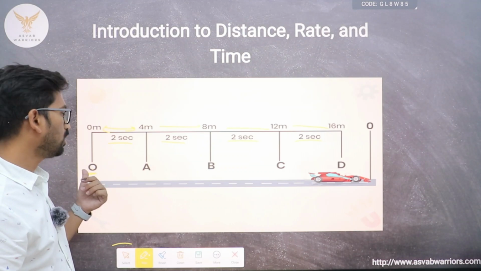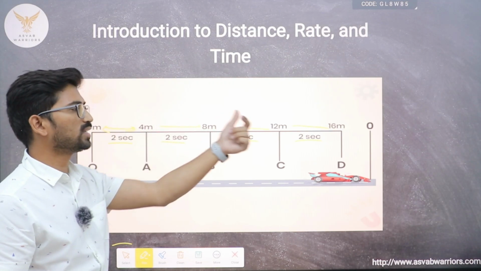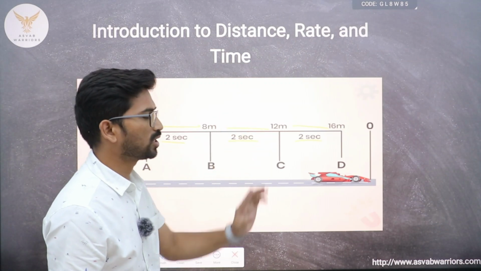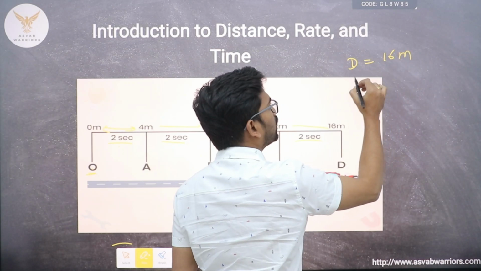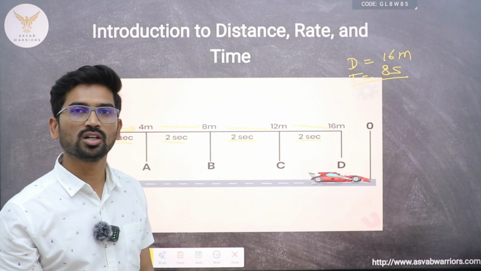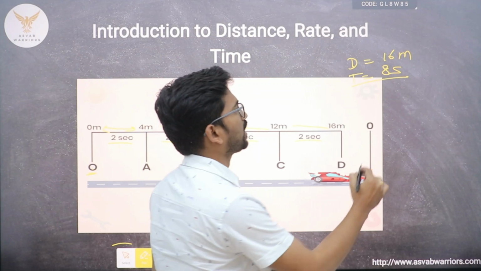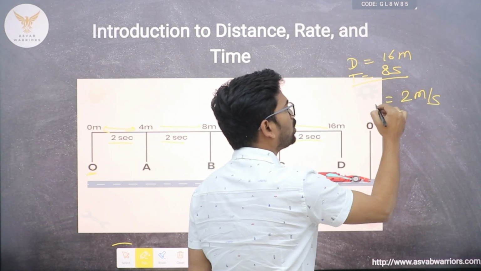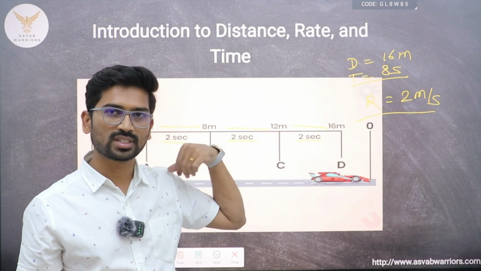Now for the car to reach from point O to D, the total distance is 16 meters, and the total time taken is 2 plus 2 is 4, plus 2 is 6, plus 2 is 8. To cover the distance of 16 meters, the car takes 8 seconds. Then what will be the speed with which this car is traveling? Just by looking at the data we can say that the car is traveling at a speed or rate of 2 meters per second. This will be the rate at which the car is traveling. How did we find this? We will see in the next slides.